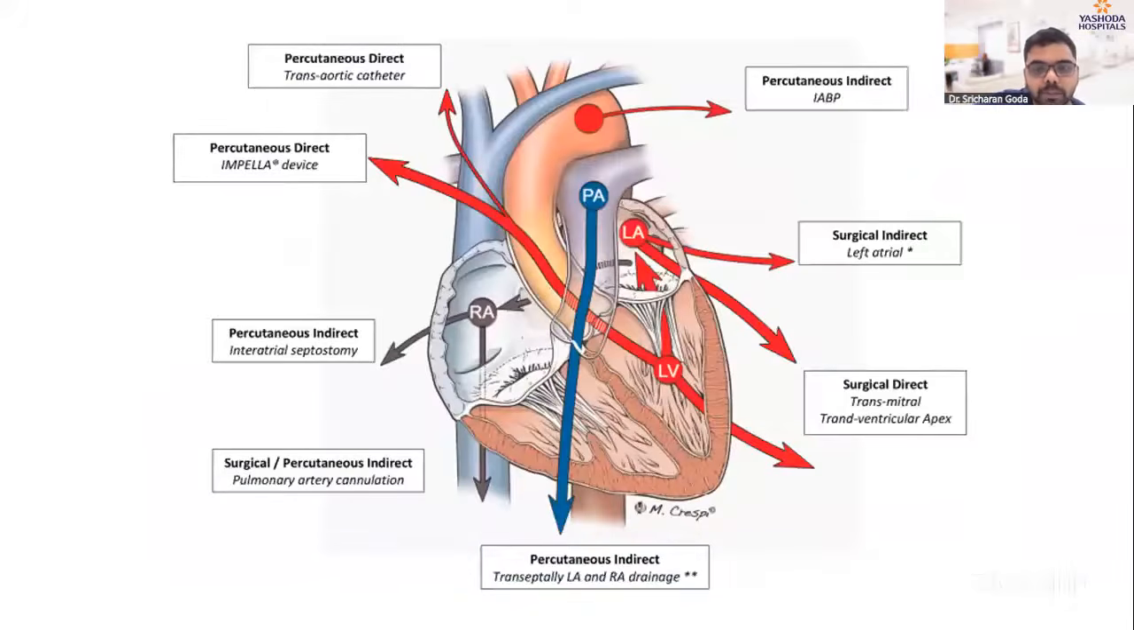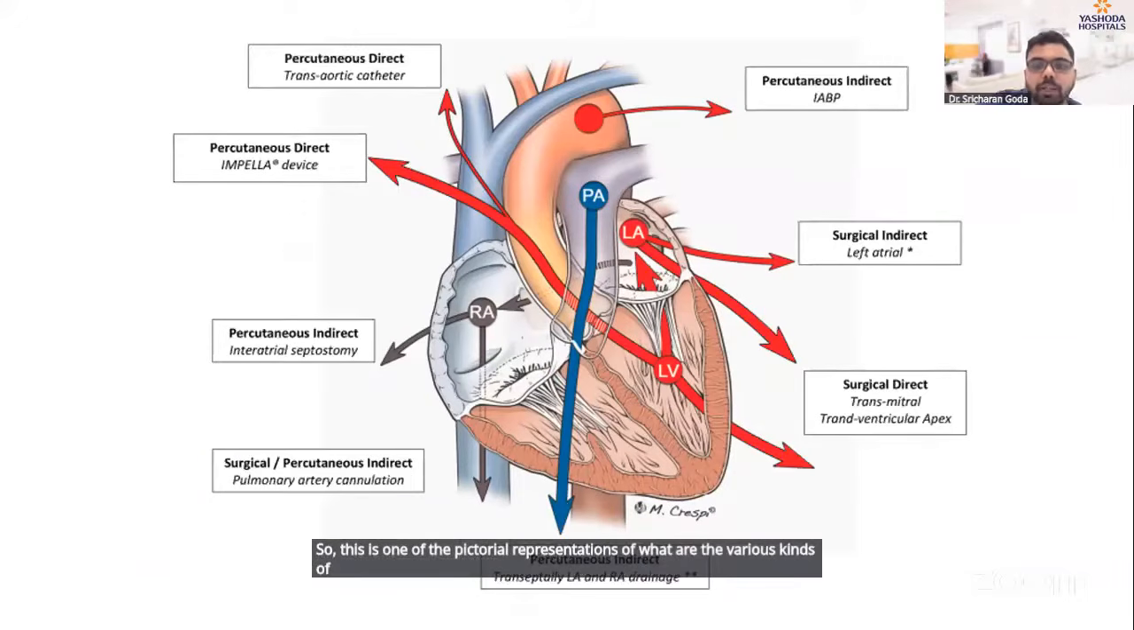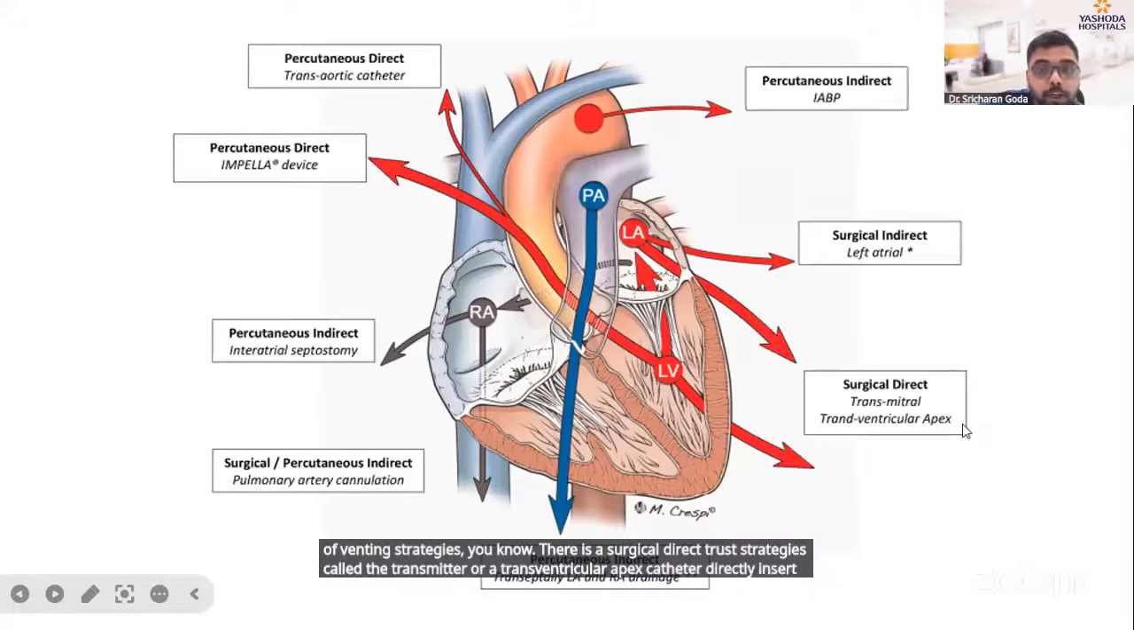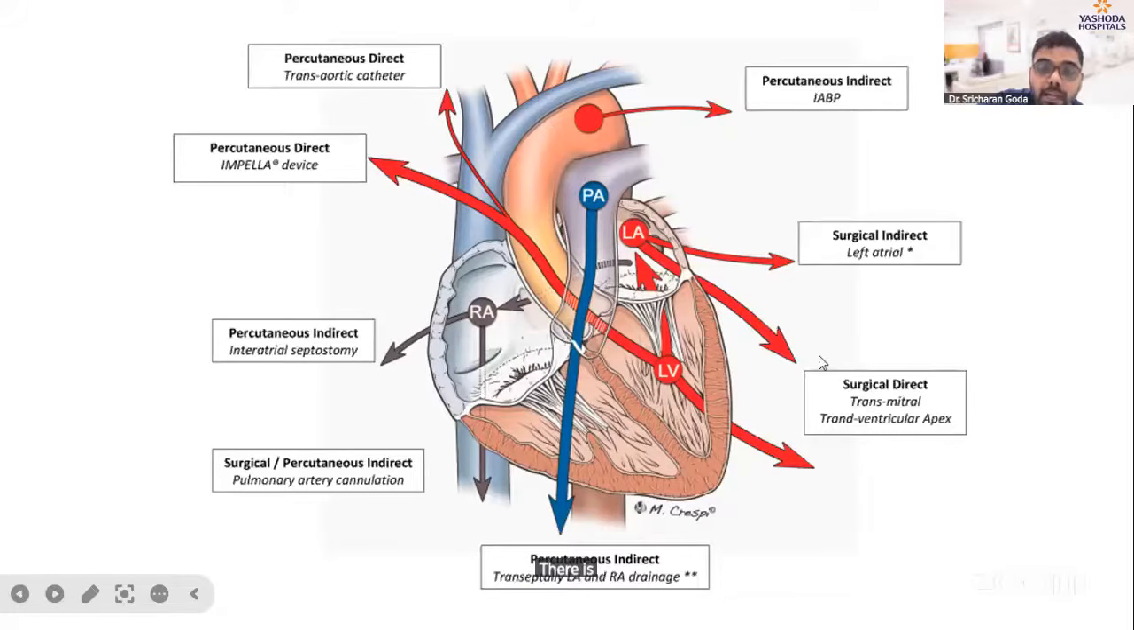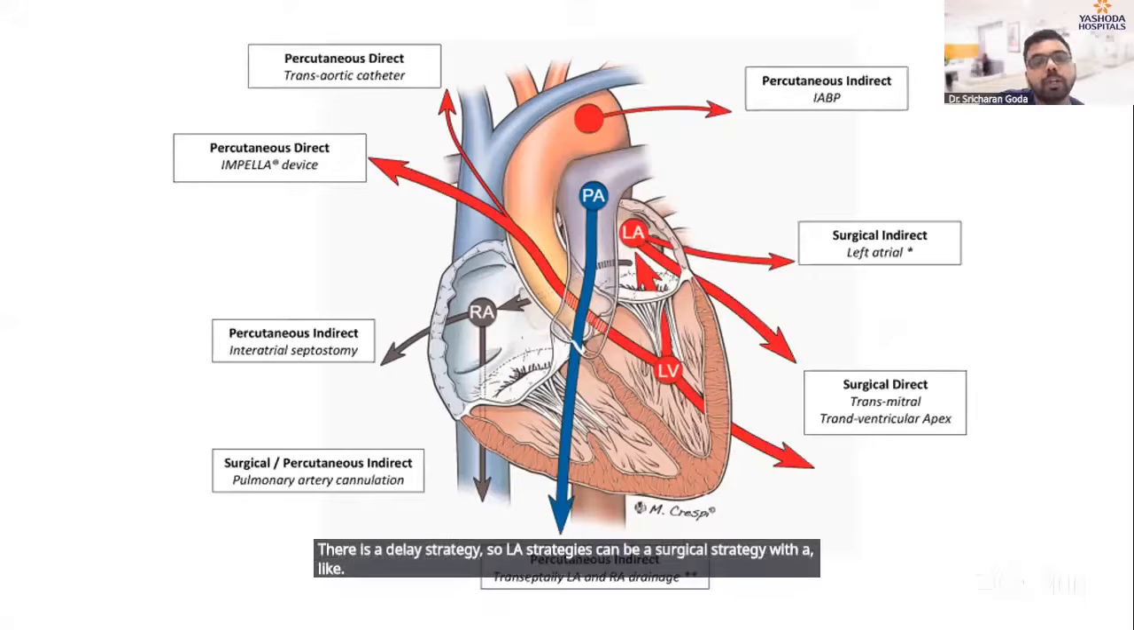So this is one of the pictorial representations of the various kinds of venting strategies we know. There is a surgical direct strategy, the transmitral or transventricular apex catheter, directly inserted into the left ventricle. There are LA strategies. LA strategies can be surgical, with a pulmonary vein or through an interatrial septum.